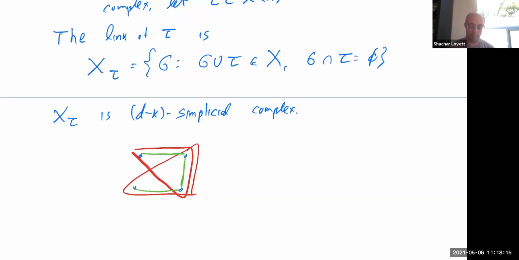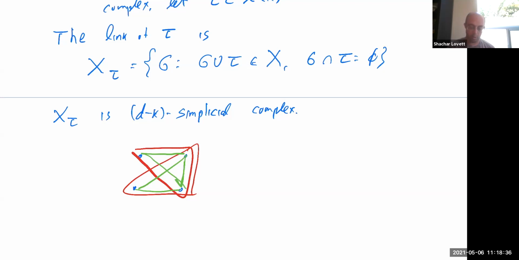Now let's look at the link of a node. Let's call this tau. Let's give them names so that it's easier. I think there should be diagonal edges too. Right, you're right, I'm missing here some edges. Thank you. Excellent.